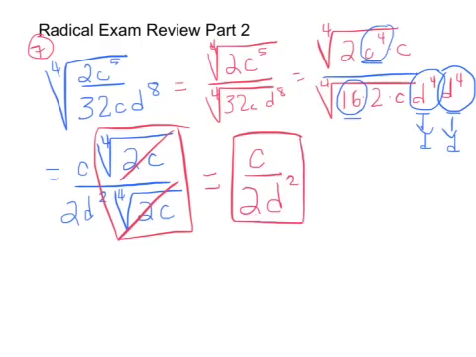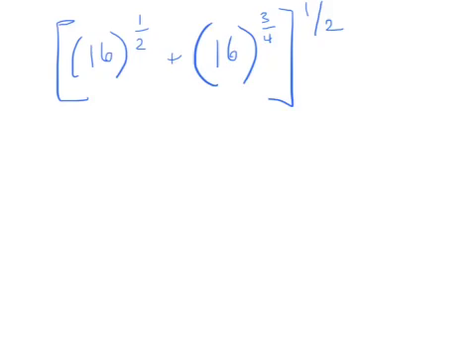Okay, now like I said, there's more than one way to do it. You could have simplified 2 over 32 as 1 over 16, and c to the fifth over c is c to the fourth under the radical sign, and then simplified, but I chose to go a different route. As long as you're careful, you will still get the same answer. Now we've got number 8.